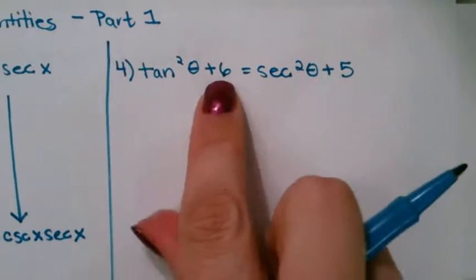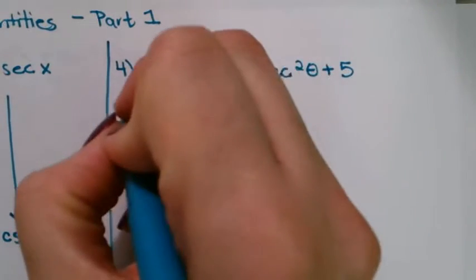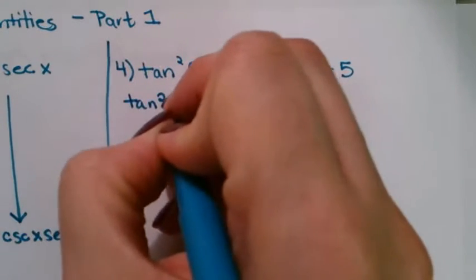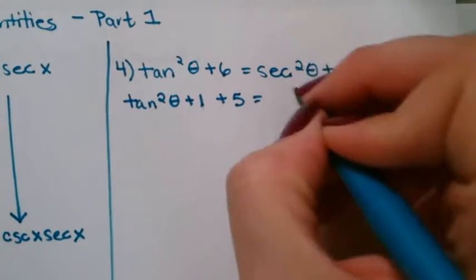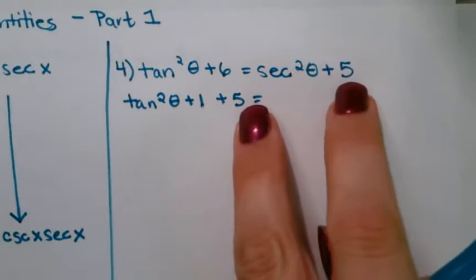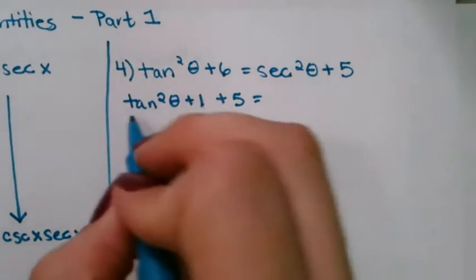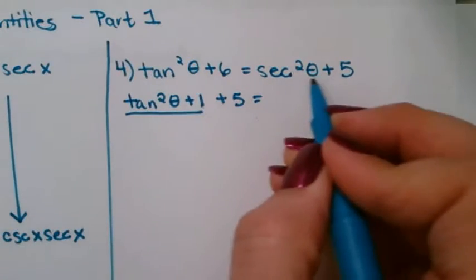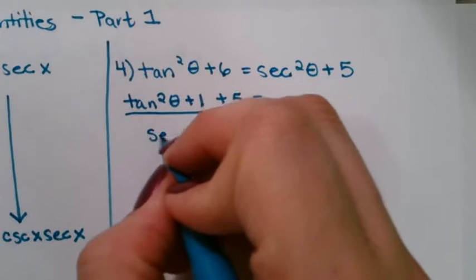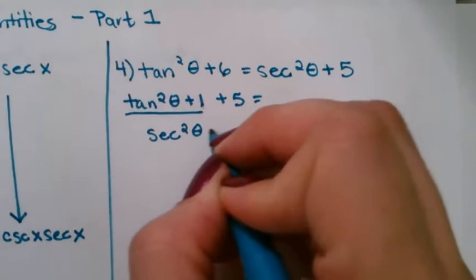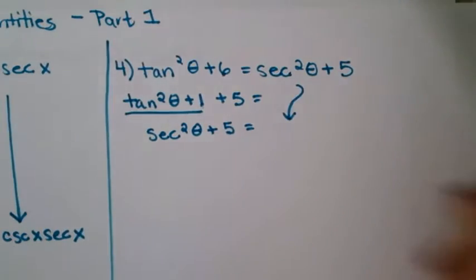Alright, so if we rewrote the 6 as 1 plus 5, check out what happens. Got tangent squared theta plus 1 plus 5 is equal to this. Now I've got the 5's in common, don't I? That must mean that the part that they don't have in common, these two parts have to be equal. And they are because of the Pythagorean identity. It's really a two-step problem.